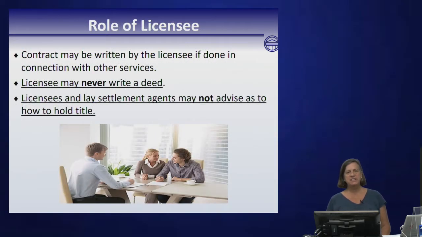The role of the licensee. A contract may be written by the licensee if it's done in connection with other services. So for instance, if you have the listing on the property. A licensee may never write a deed, and licensees and lay settlement agents may not advise as to how to hold title to the property that's being purchased.